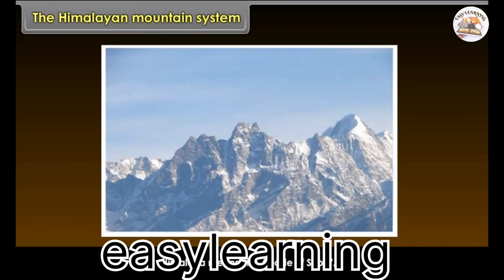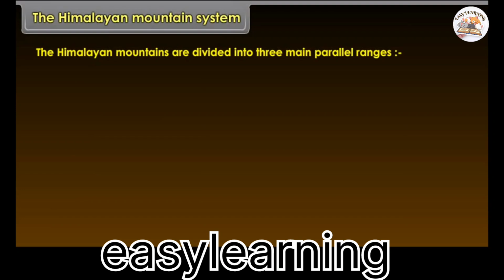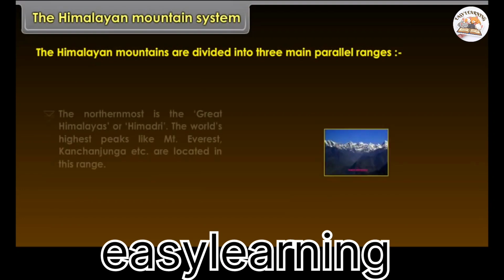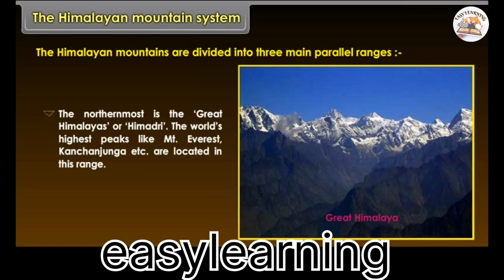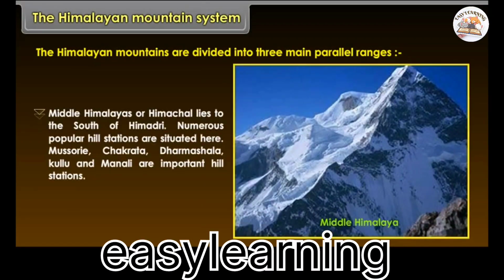The Himalayan mountain system. The Himalayan mountain system extends between river Indus on the northwest and river Brahmaputra on the east. Himalaya means the abode of snow. Himalayan mountains are divided into 3 main parallel ranges. The northernmost is the Great Himalayas or Himadri. The world's highest peaks like Mount Everest, Kanchenjunga, etc. are located in this range.